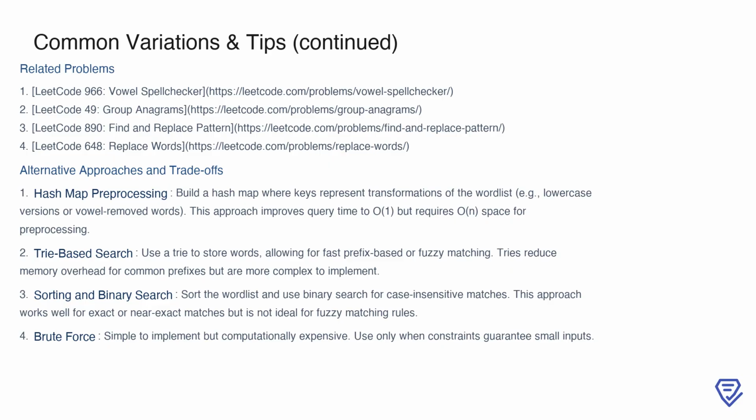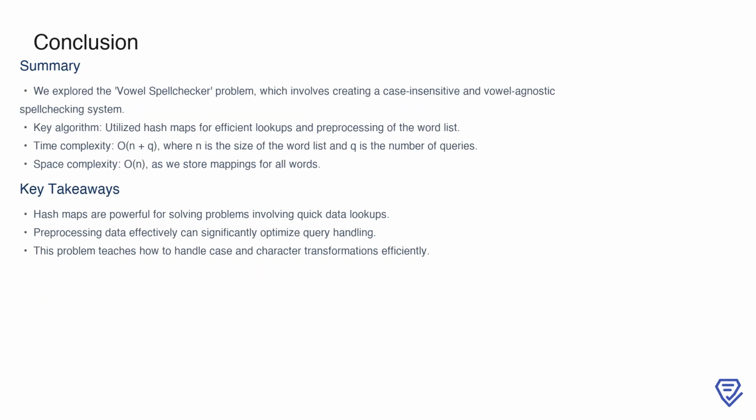Lastly, brute force is the simplest approach to implement and works well for small input sizes but becomes computationally expensive for larger datasets. Choosing the right approach depends on the problem constraints, input size, and the specific trade-offs you're willing to make between time, space, and implementation complexity. Great job! To wrap up, we reviewed the Vowel Spellchecker problem and discussed the efficient use of hash maps for pre-processing and querying. Remember to practice similar problems to sharpen your skills.